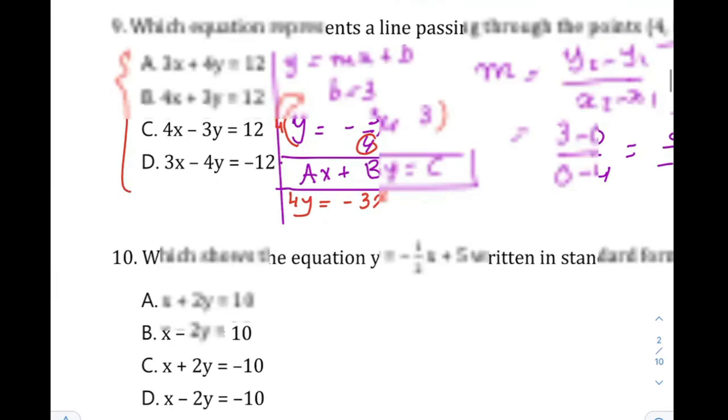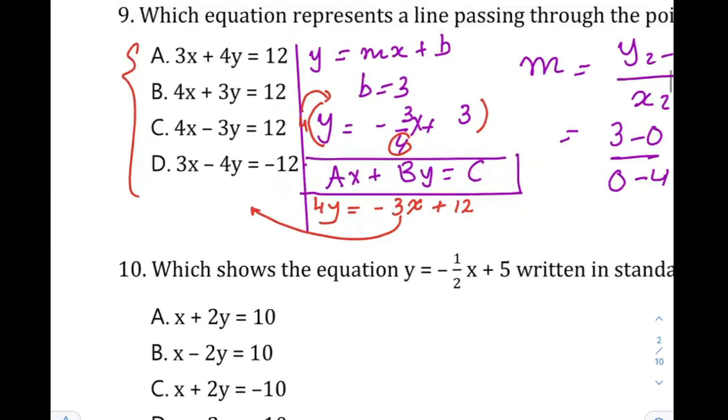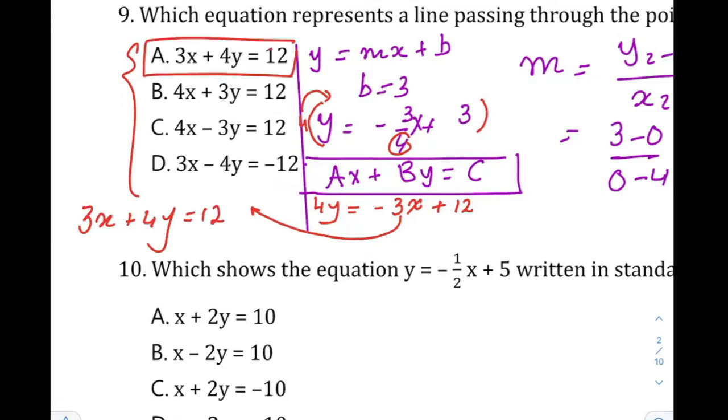Still, we don't have it written in standard form, so we will bring the negative 3x to the other side. We reverse the sign, so it becomes 3x plus 4y equals 12, and here is our answer. Okay.